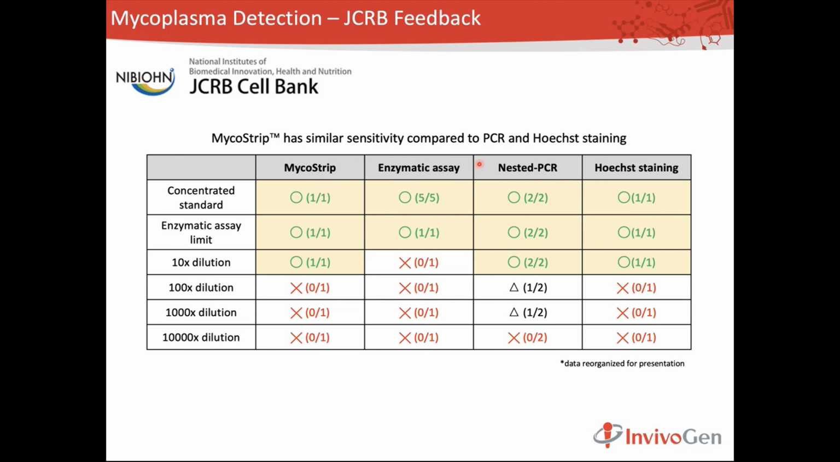And this is the general result. Concentrated standard, all positive. Enzymatic assay limit, all positive. If we do tenfold dilution, this one failed, while others are positive. 100 dilution, all fail. PCR, not sure. So basically, the reliable sensitivity, they're in the same range.